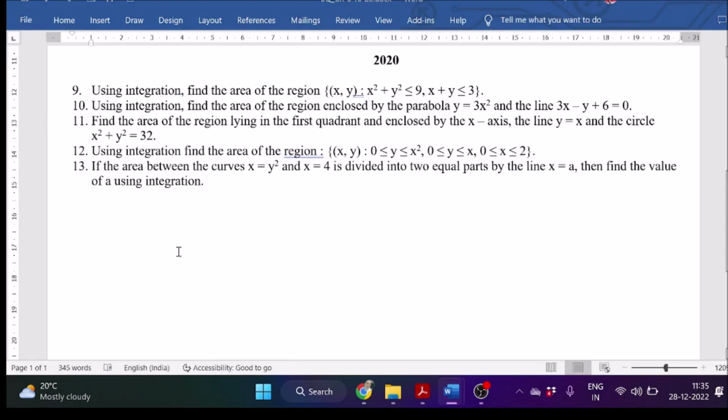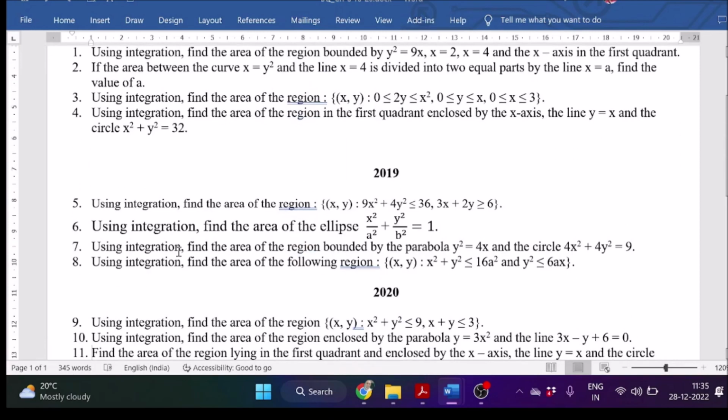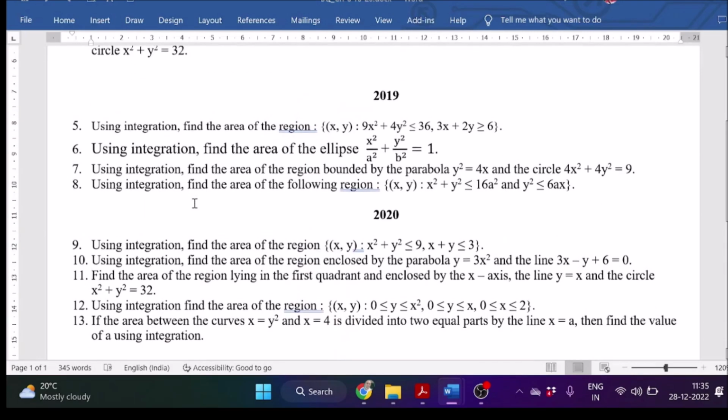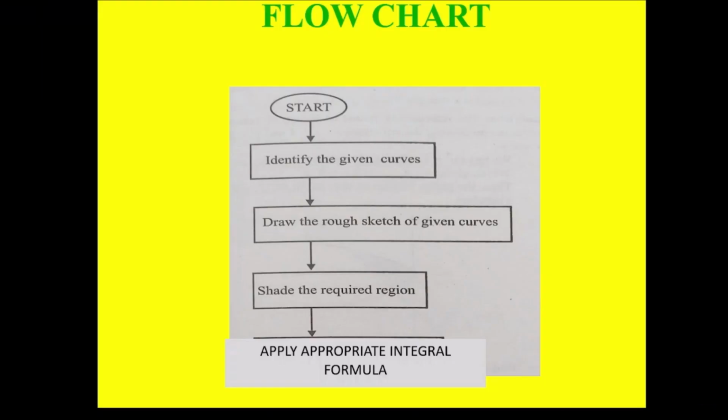So we are left with 13 probable questions of 2023 which came in 2018, 19 and 20, out of which question number 2 is a repeated question. So basically we have to discuss 12 questions from this set. Now, a chart regarding how to attempt the questions from this topic.